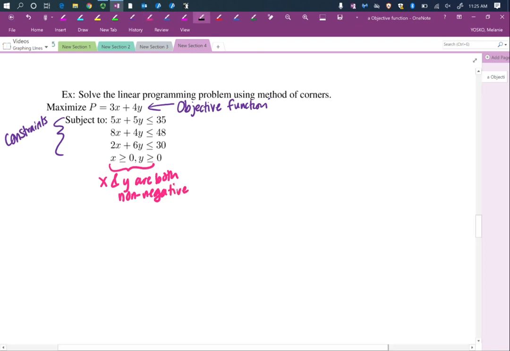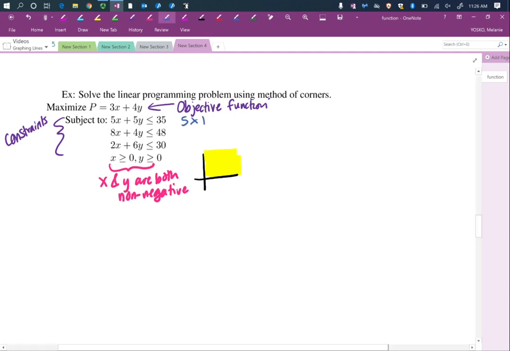What this really means is if you were looking at your solution set, we can only look at places where both x and y are non-negative. So we are looking in quadrant 1. Okay, so our answer will be somewhere in quadrant 1 when we do this. So we're going to graph the solution set. The fastest way to do this is to find our intercepts.